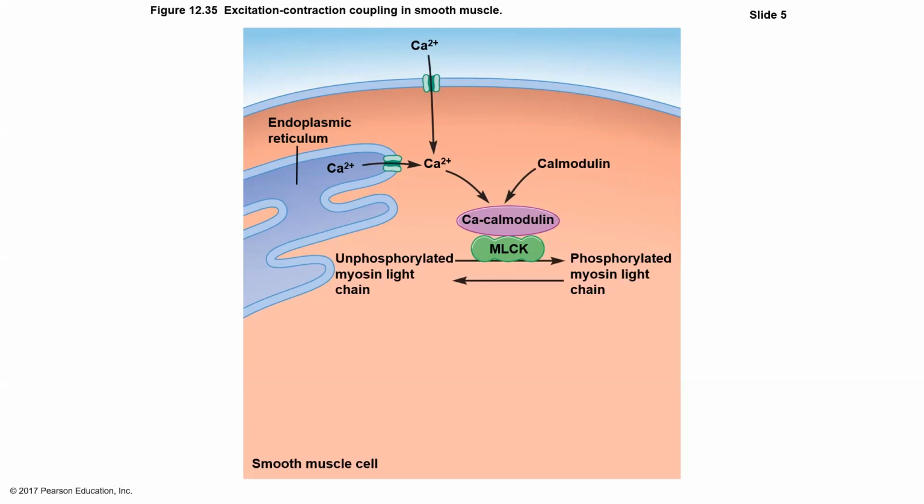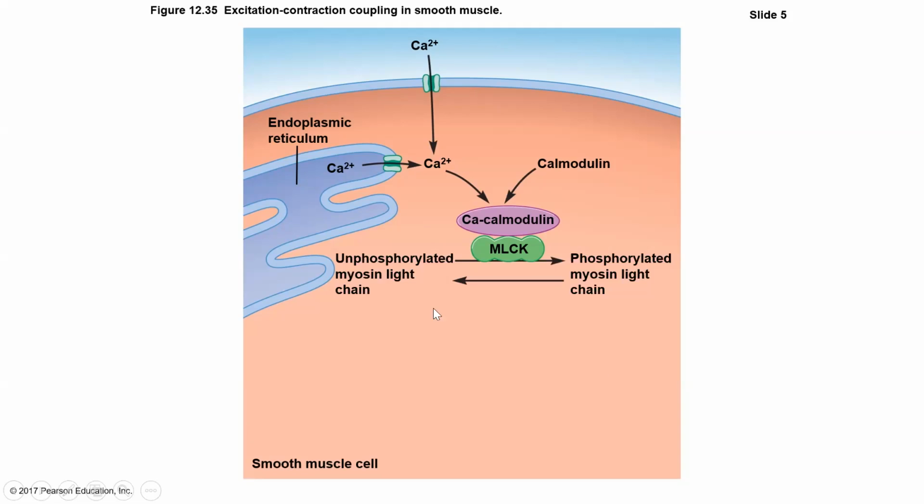Okay, that is going to bring about the phosphorylation of the myosin heads on the filaments that are located within the cytosol. And so we phosphorylate these myosin heads, and they are able to begin dragging across the actin or thin filaments, and that is how we contract smooth muscle.